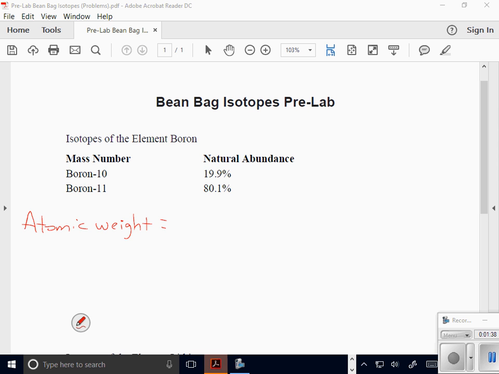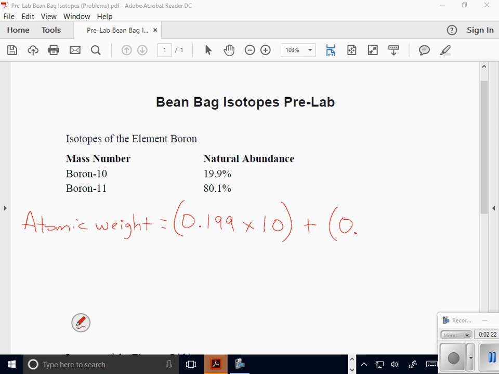will equal the relative abundance times the mass. Well, what's the mass of boron 10? Because the mass number is protons and neutrons, that mass number is 10. Put that in parentheses, make sure I calculate that first, and then I add boron 11 and its natural or relative abundance.